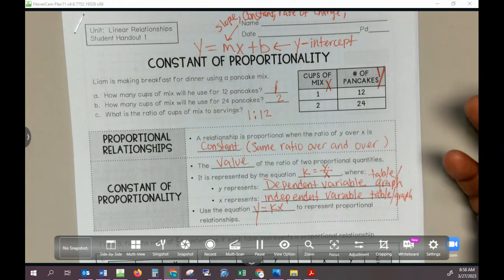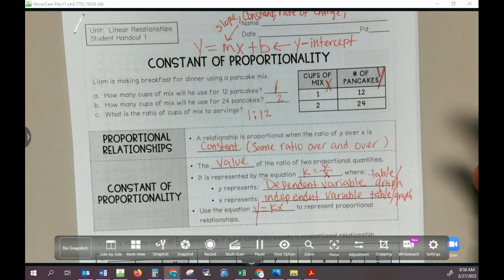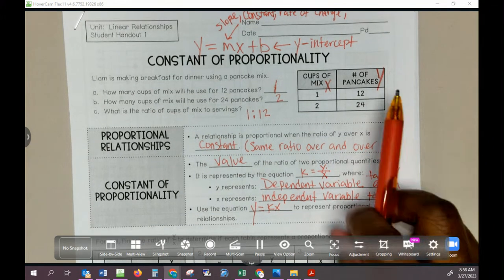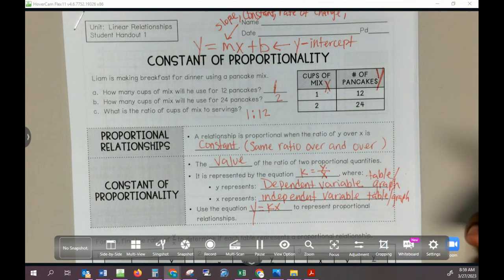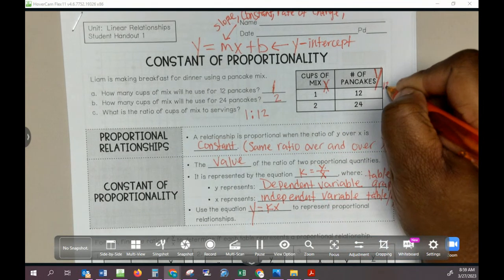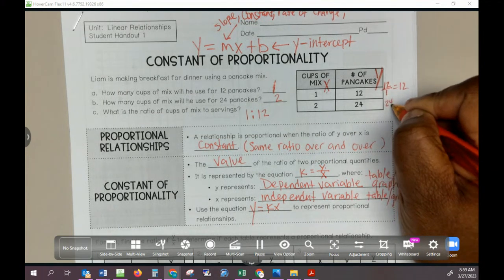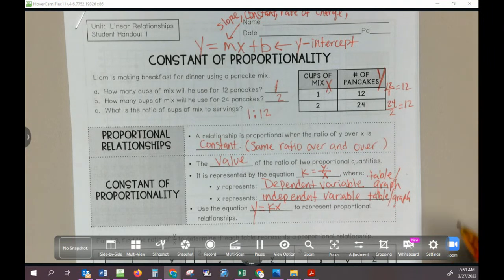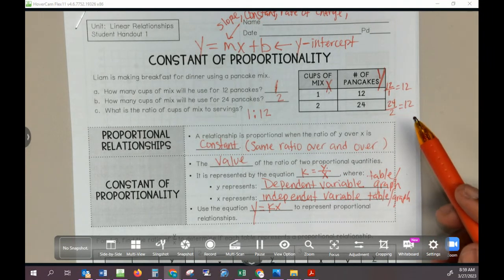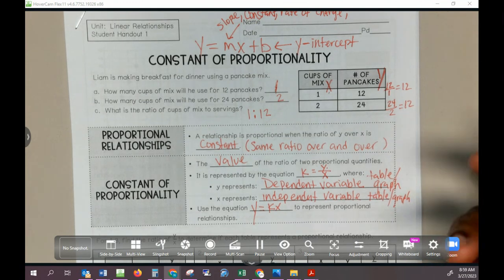When all I want to do is identify, are you constant or not constant, which means are you proportional or not proportional, I can always do Y over X for each one to see, do I get the same number? So 12 over 1, that simplifies to just 12. 24 over 2, that simplifies to 12. So if I notice that at least 2 spots I'm getting the same number, then that lets me know that this is a constant of proportionality.